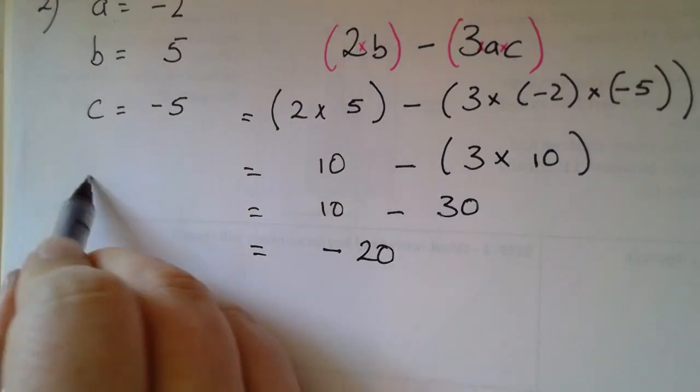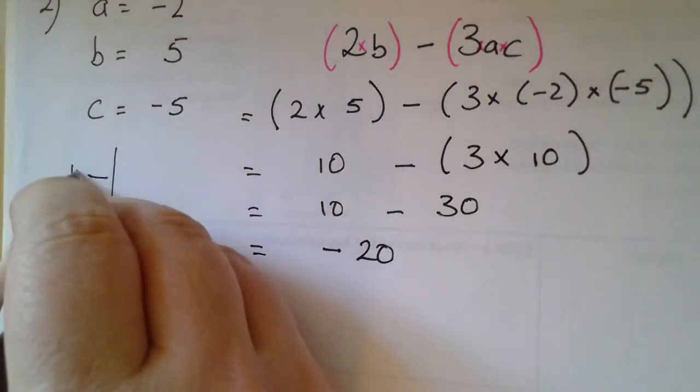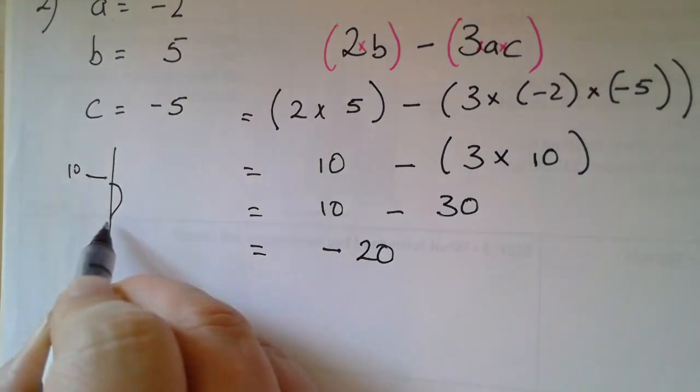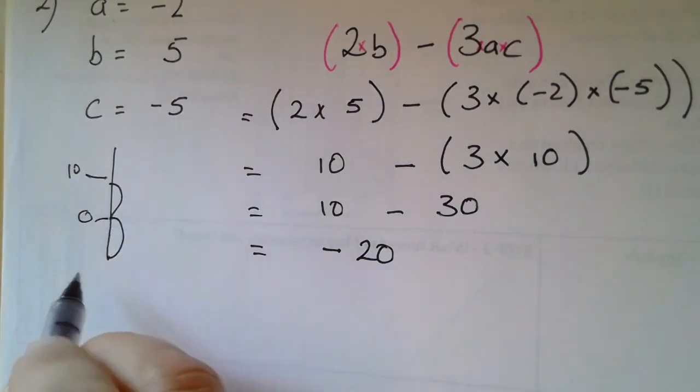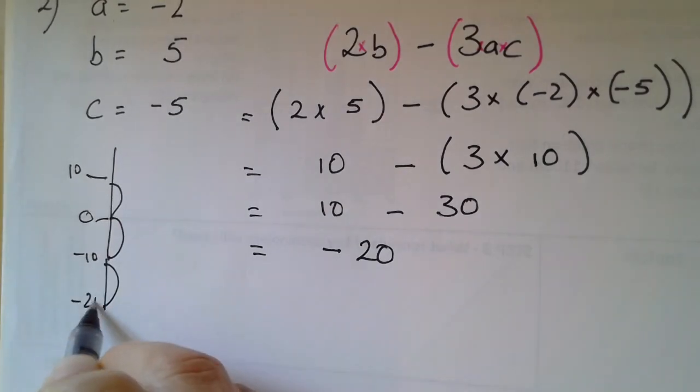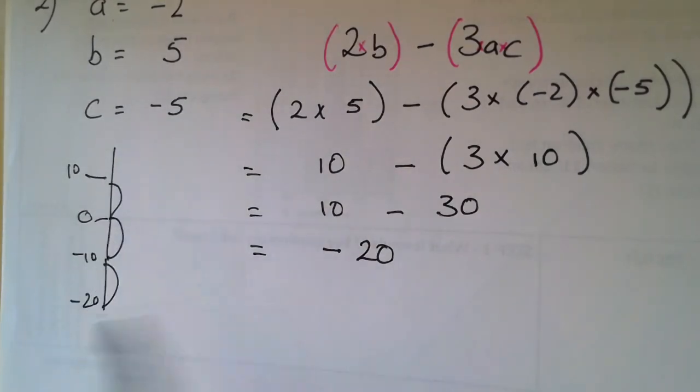Start at 10 on a number line and subtract 30. 10 takes us to 0, another jump of 10 takes us to -10, and then another jump takes us to -20. 3 jumps, 1, 2, 3, we're subtracting 30.